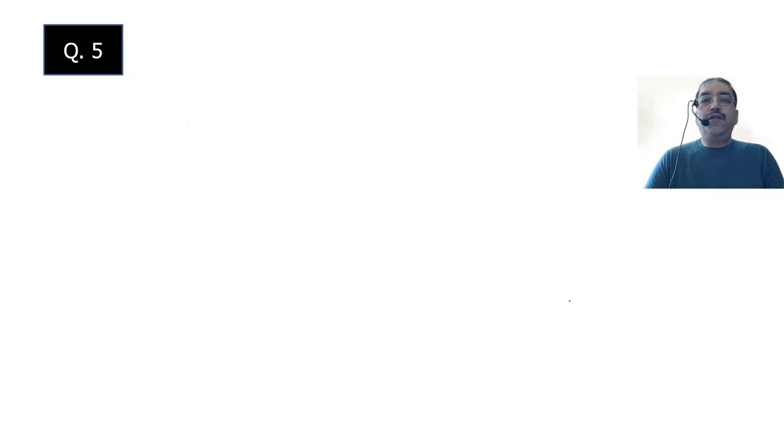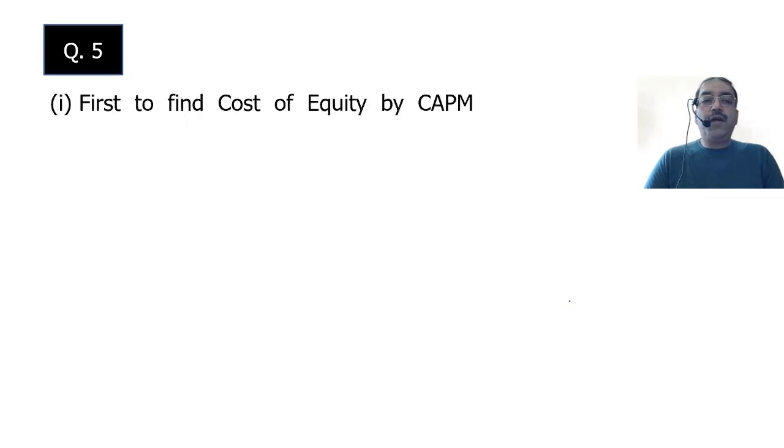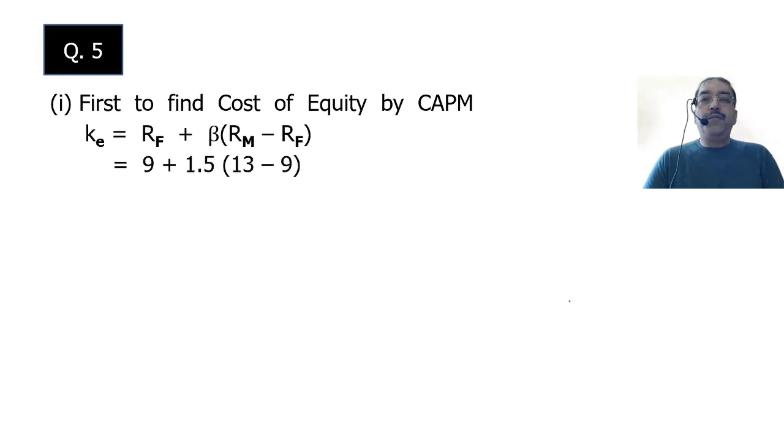Okay, let us see. First we have to find out cost of equity. Formula CAPM: RF plus beta into RM minus RF. What is RF? 9%. What is beta? 1.5. What is RM? 13. So 13 minus 9 is 4. 4 into 1.5 is 6. 9 plus 6 is 15%.